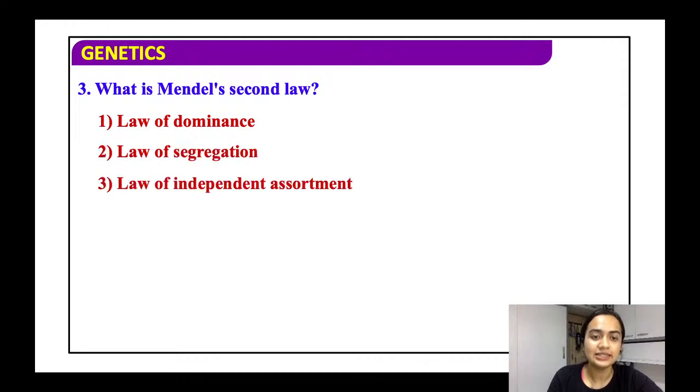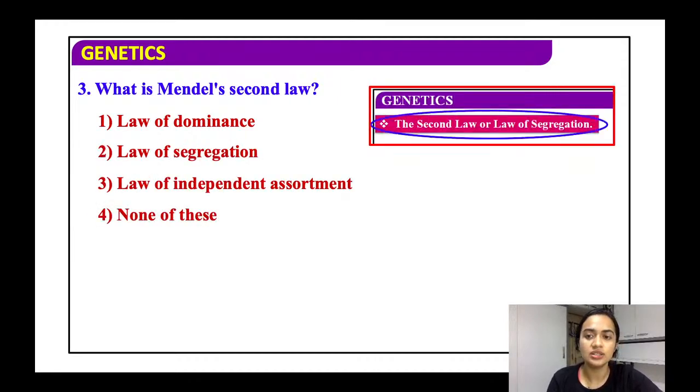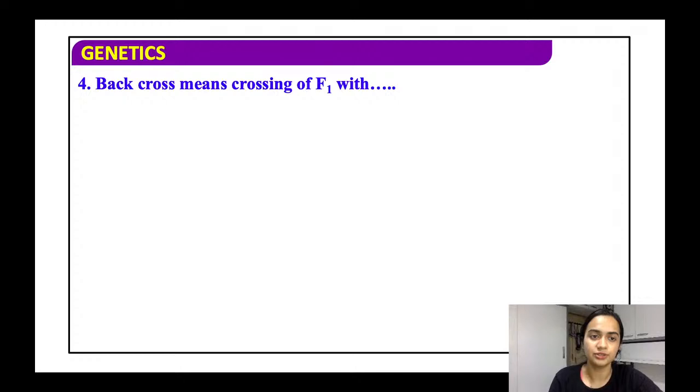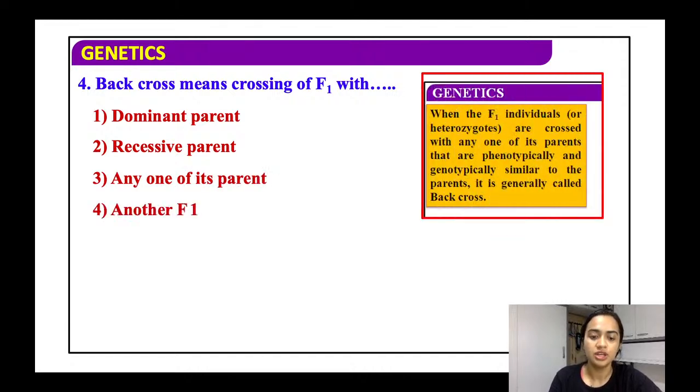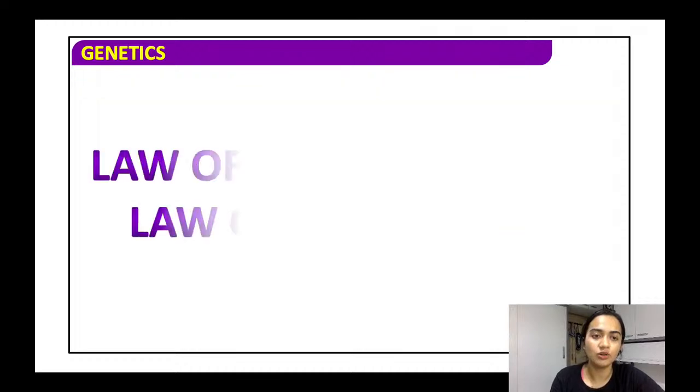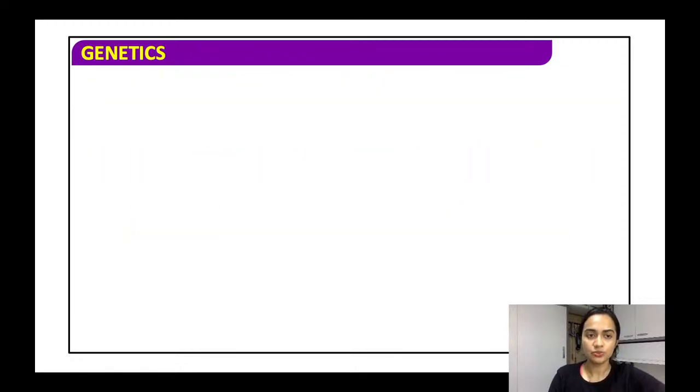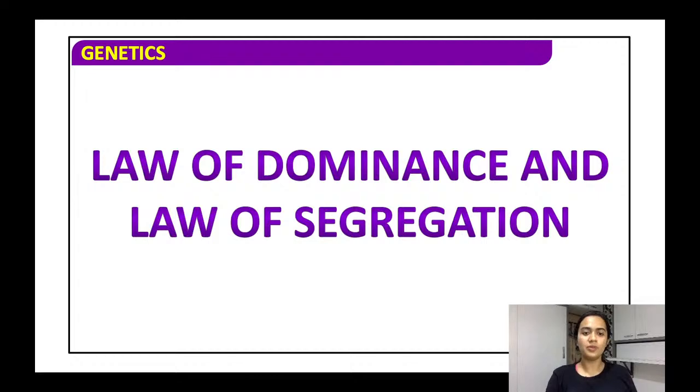What is Mendel's second law? Mendel's second law is the law of segregation. Back cross means crossing F1 with dominant, recessive, any of its parent, or F1. So basically टेस्ट क्रॉस होता है उसे क्रॉस करना रिसेसिव के साथ एंड बैक क्रॉस इज क्रॉसिंग विद एनी वन ऑफ इट पेरेंट्स. So we will start with the law of dominance and segregation in the next lecture.